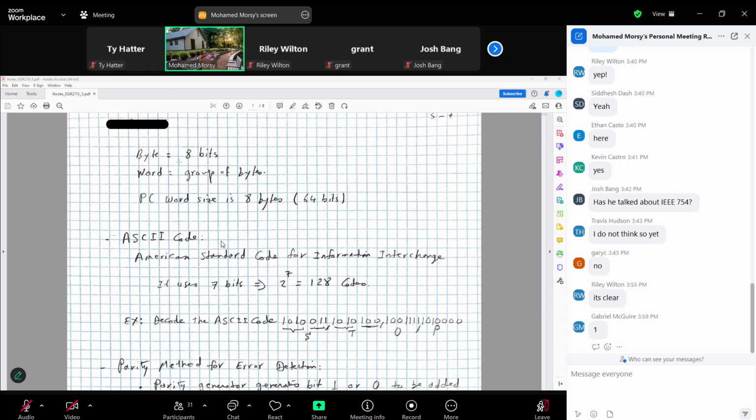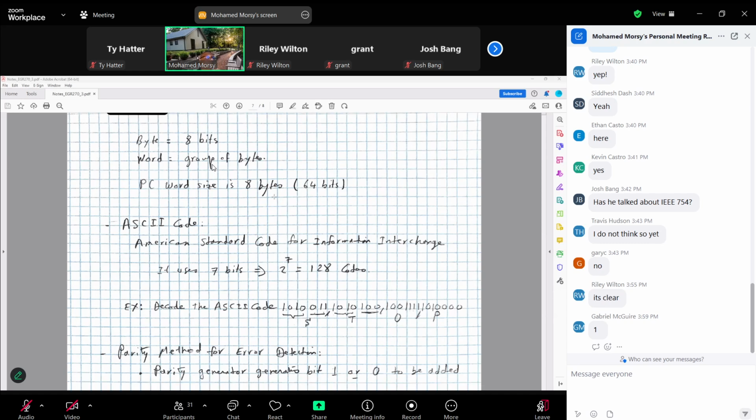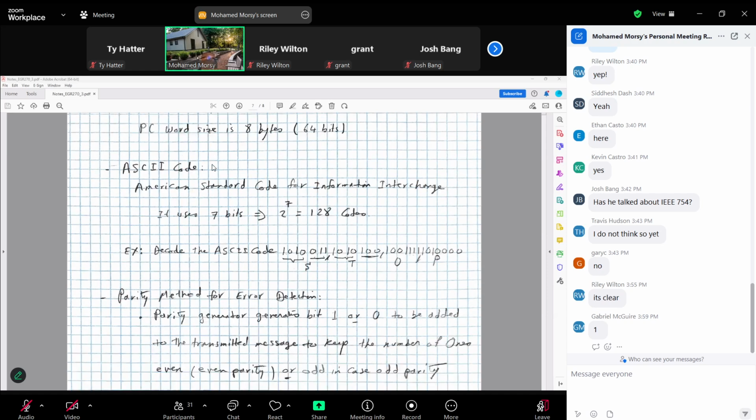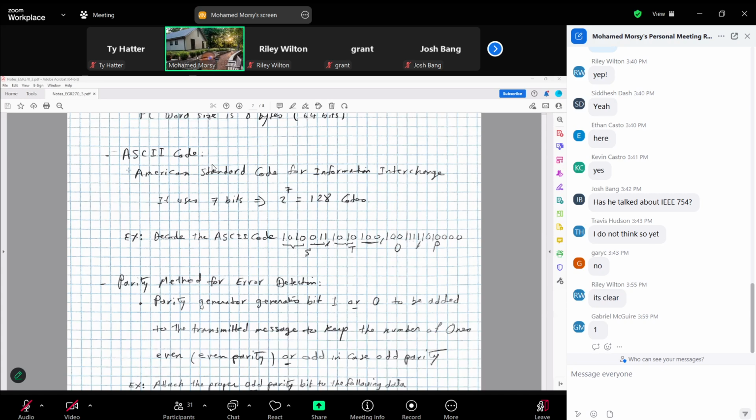Byte, we know a byte equals 8 bits. A word is a group of bytes, maybe 2 or more. The PC word size is most commonly 8 bytes or 64 bits. The ASCII code: ASCII stands for American Standard Code for Information Interchange. It uses 7 bits, so 2 to the power 7 is 128 codes.